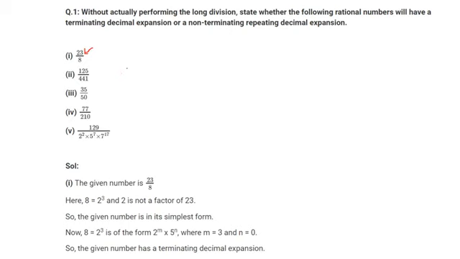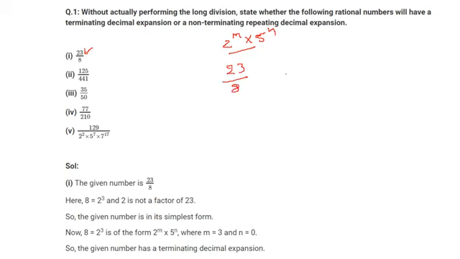First we have to make it in the simpler form, and then we have to find out whether the denominator is in the form of 2 to the power m into 5 to the power n. If this is the case, then we can say whether it is a terminating decimal expansion or not. So let us take the first one, that is 23 by 8.